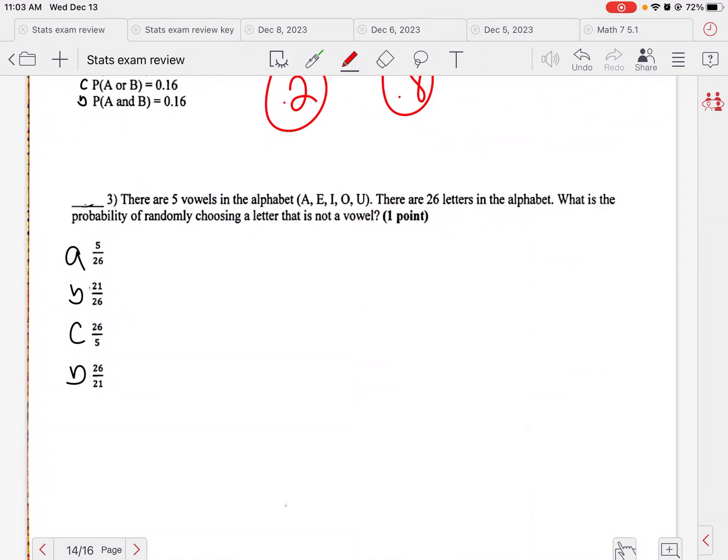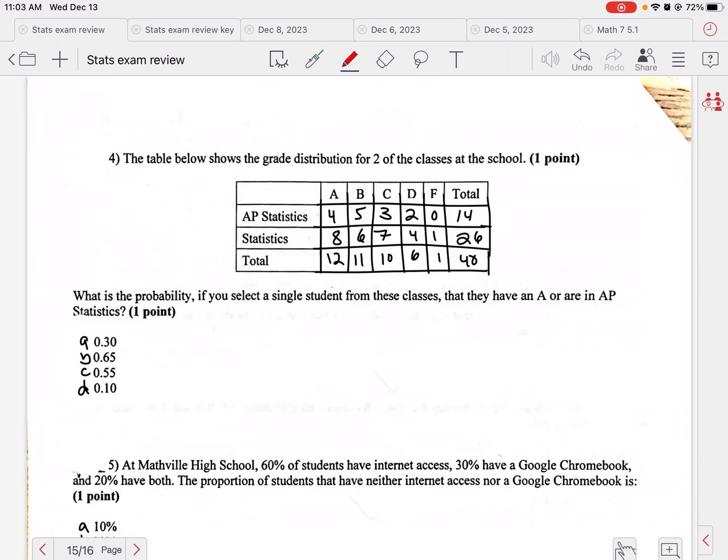There are 5 vowels in the alphabet. There are 26 letters in the alphabet. What is the probability of randomly choosing a letter that is not a vowel? Okay, well, it's out of 26, and there would be 21, if I subtract 5 from 26, that are not vowels, so 21 out of 26.